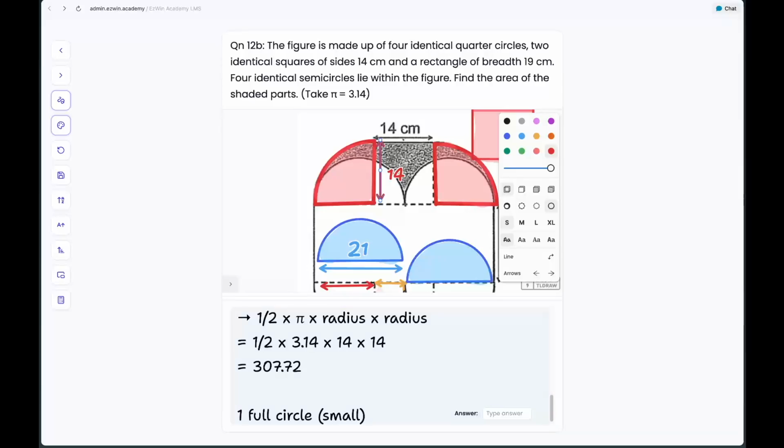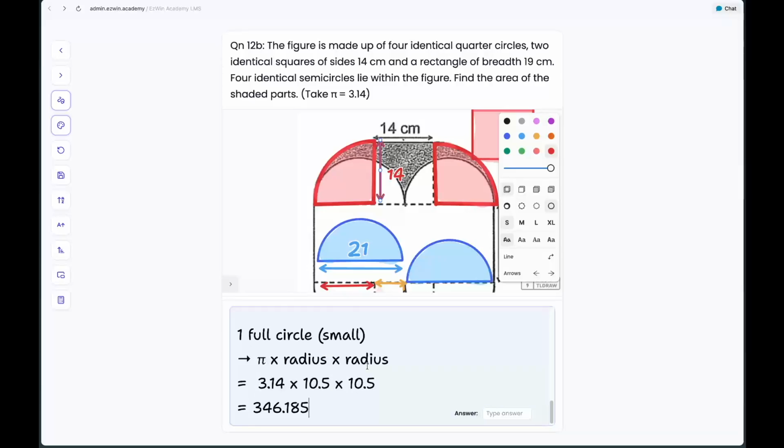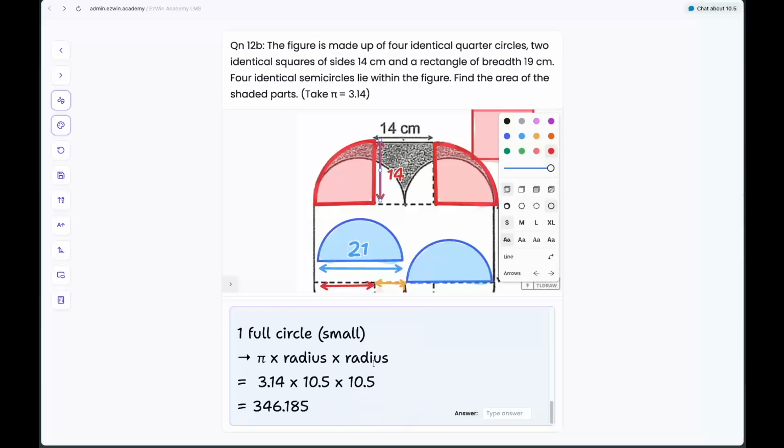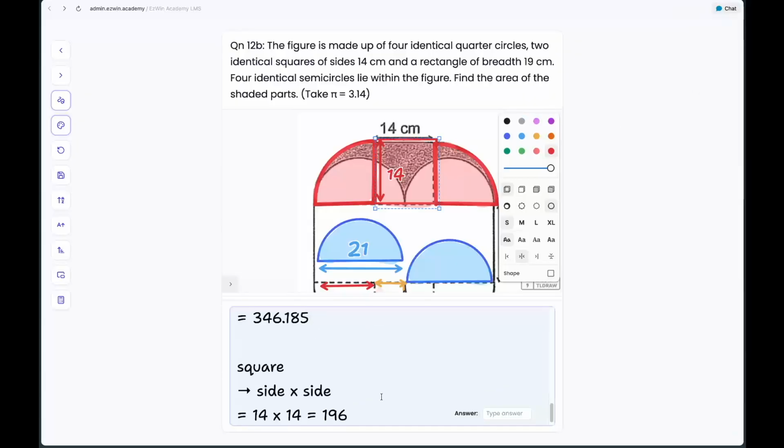Once we are done with that, then we want to find out one full small circle, which will be equal to pi times radius times radius. Since we know the radius of the small circle is 10.5, the answer to that will be 346.185. Lastly, we need to get a square, which is this over here. The square is basically side times side, and that will give us 196.